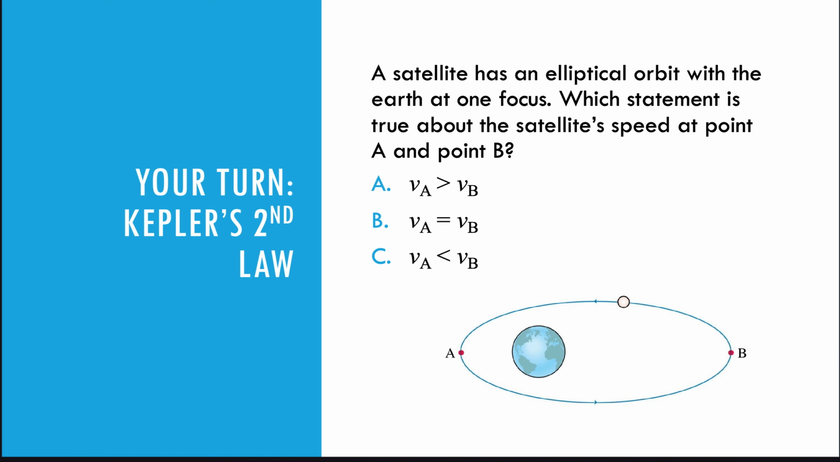Let's look at a question. A satellite has an elliptical orbit with the Earth at one focus. Which statement is true about the satellite's speed at point A and point B? So this question is going to tell us a direct consequence of Kepler's second law. Can you figure it out?